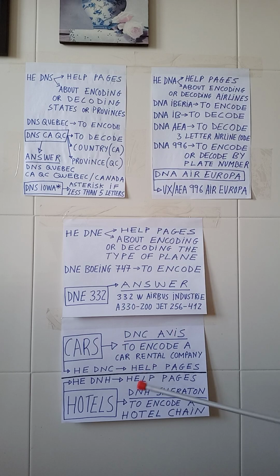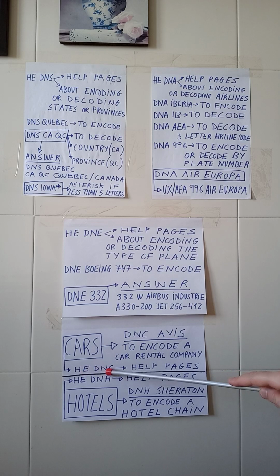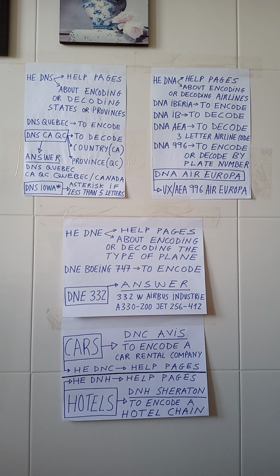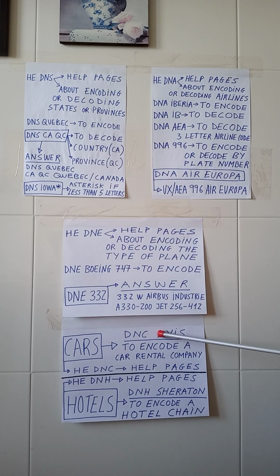On the last page, we see cars and hotels. HEDNC is used to access help pages on coding car rental companies. DNC Abyss is an example used to encode a car rental company called Abyss.